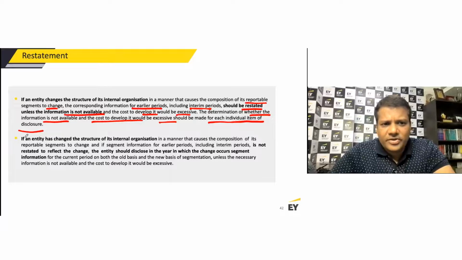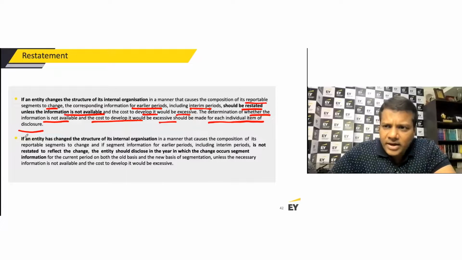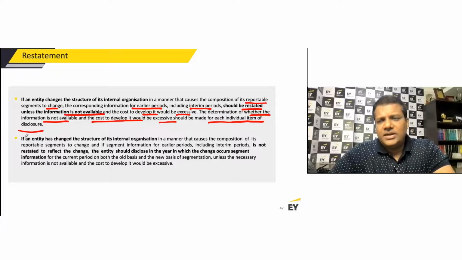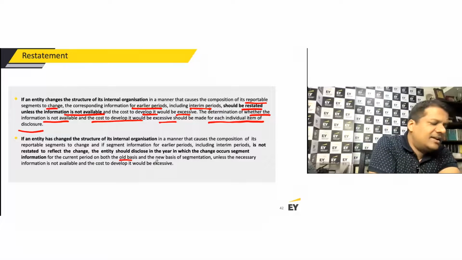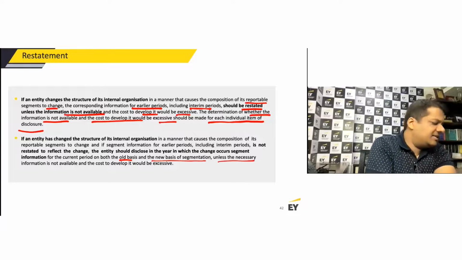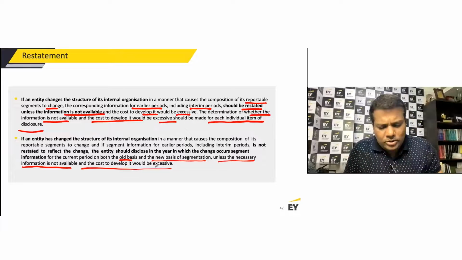If you've changed the structure of internal organization in a manner that causes the composition of its reportable segments to change, and if segment information for earlier periods, including interim periods, is not restated to reflect the change, the entity should disclose in the year in which the change occurs segment information for the current period on both the old basis and the new basis of segmentation, unless the necessary information is not available. And so I think that is how these rules operate.